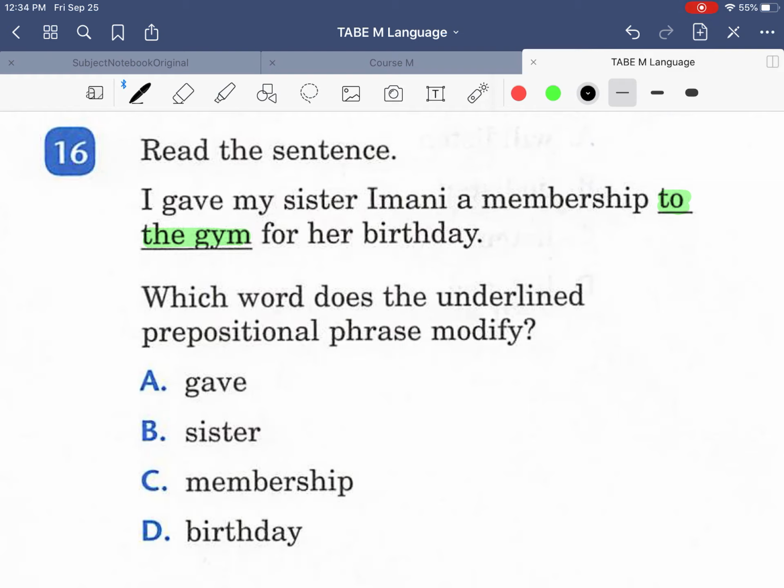Let me read it this way. Gave to the gym. Sister to the gym. Membership to the gym. Birthday to the gym. It is describing the membership. It's telling me what kind of membership. This one is an adjective phrase because it tells what kind of membership it was.